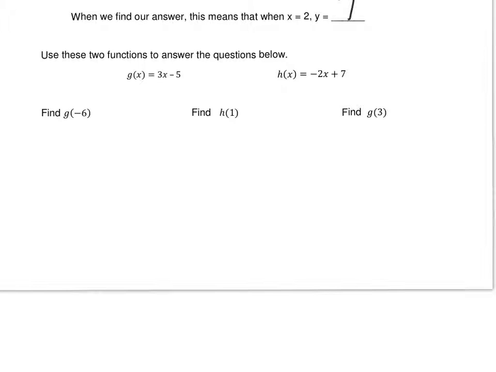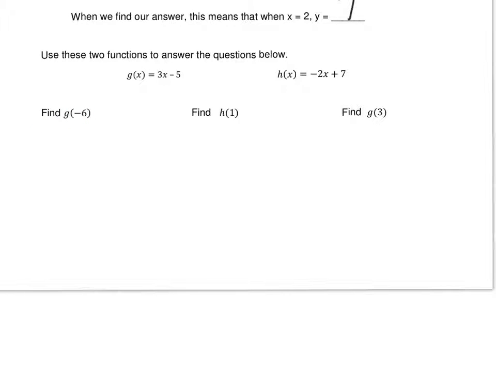So we have a couple more problems here at the bottom that we're going to do. And this time we have two different functions. We have g of x equals 3x minus 5 and h of x equals negative 2x plus 7. Since we have two different functions, we're just going to have to figure out each time which function we're going to use. So for the first example, we have find g of negative 6.